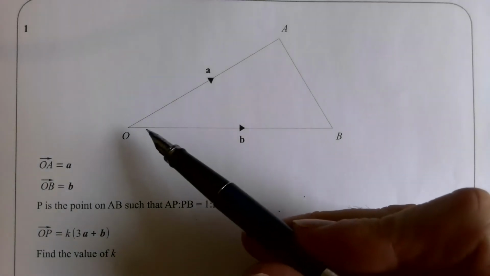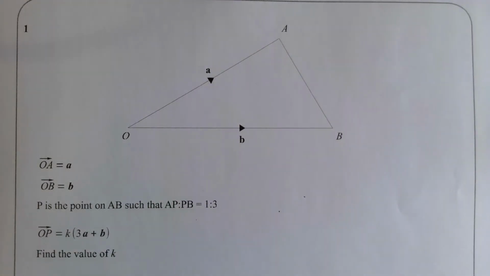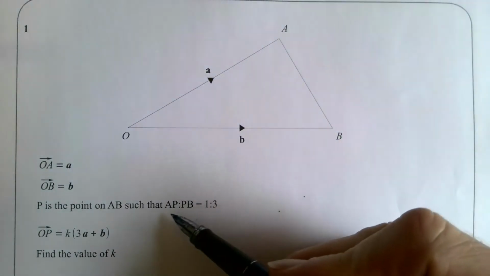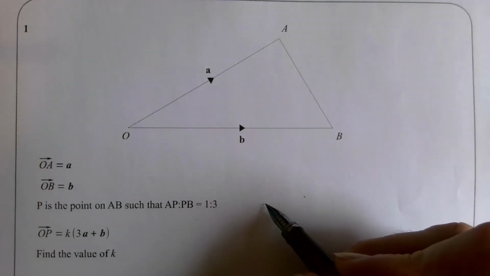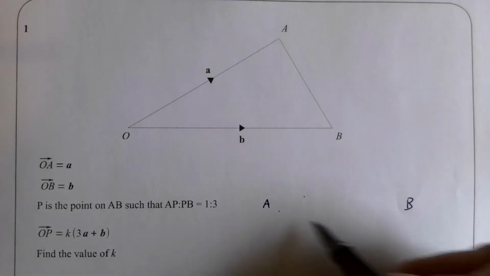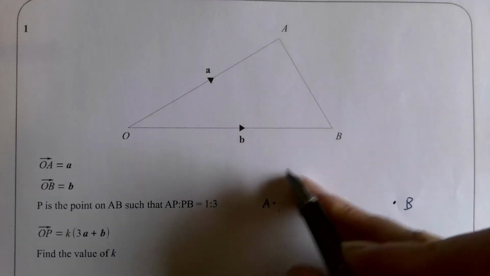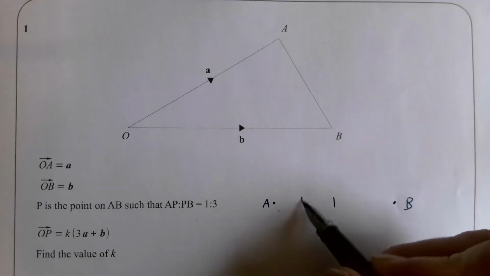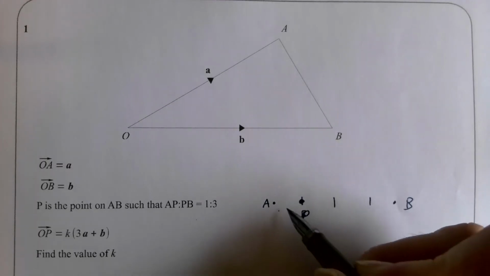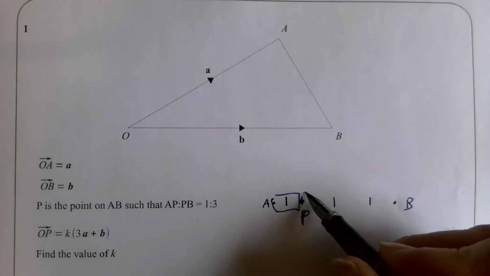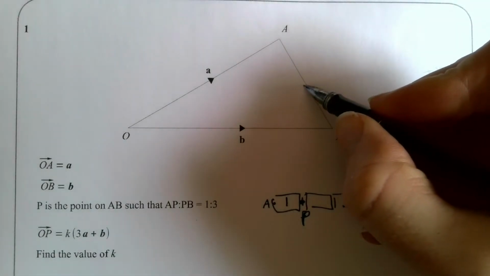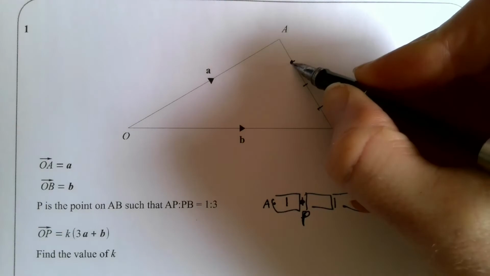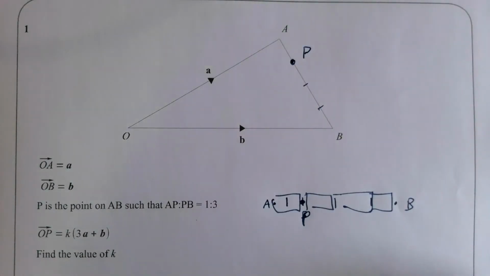So what it's saying is we know that OA is a, OB is b. P is on AB such that AP to PB is 1 to 3. So if I make a little picture of that, A to B is a straight line, and 1 to 3 means we're going to have 4 parts altogether, doesn't it? Because P must be there if we've got 1 to 3 going to B. So 1 to 3, I'm going to make a little sketch of 1/4 being along there. P must be there at 1/4 distance.